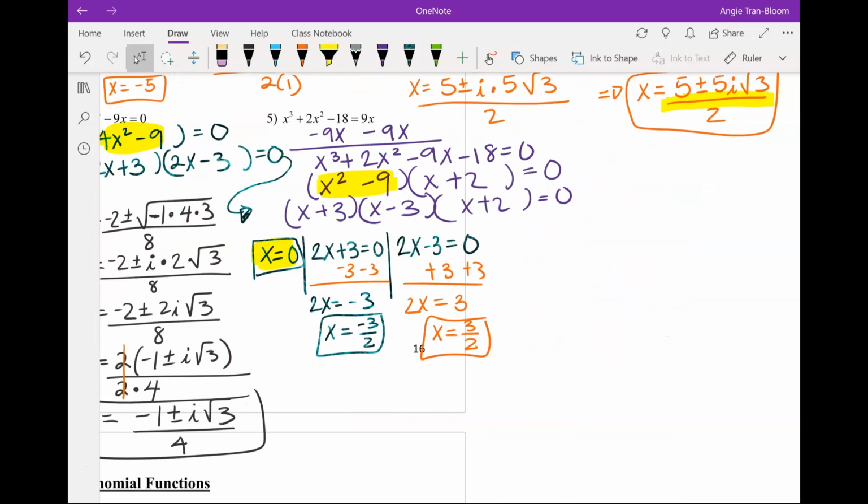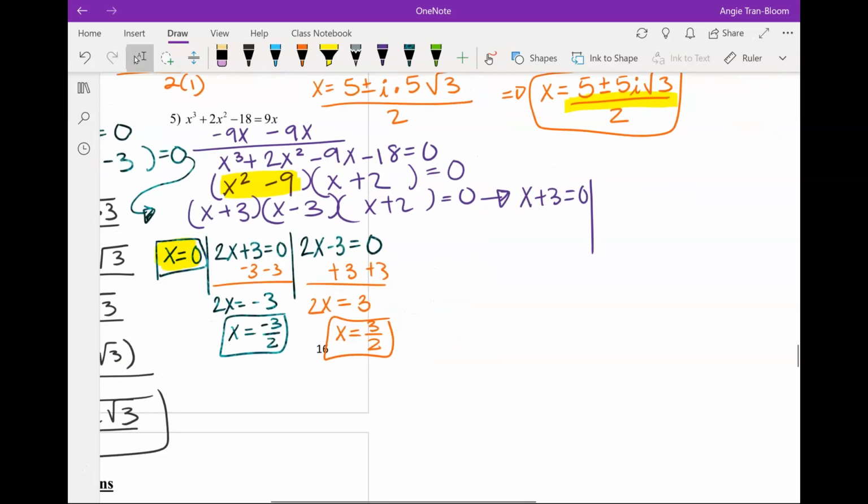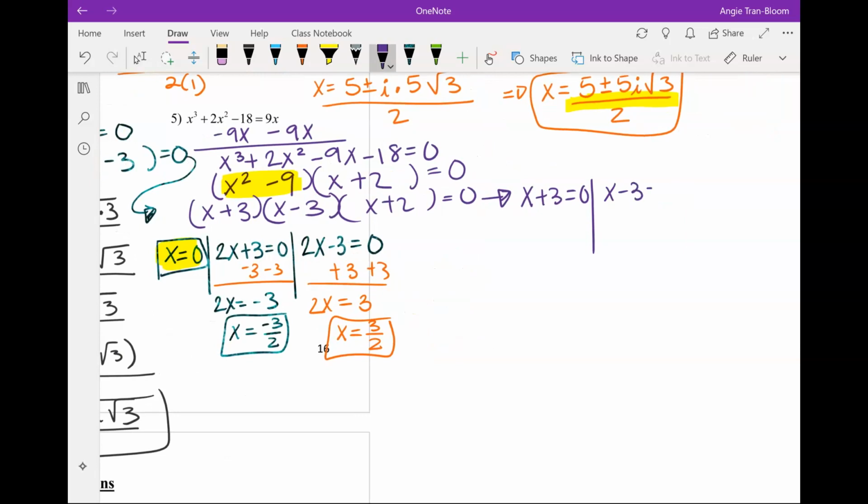Now we can take each factor and set it equal to 0. So x plus 3 equals 0. x minus 3 equals 0. x plus 2 equals 0. So you have three real answers. The first one is x equals negative 3. The next one is x equals 3. The last one is x equals negative 2.